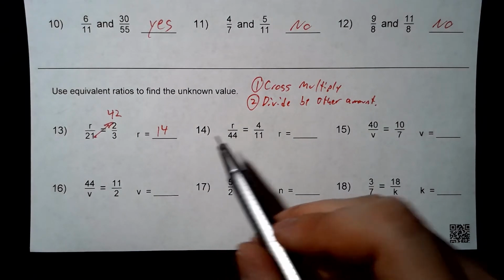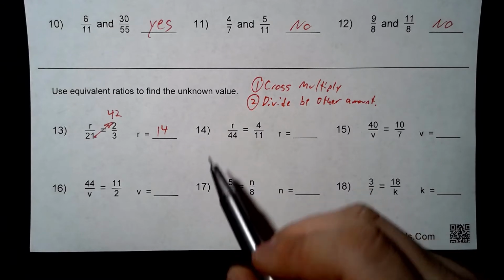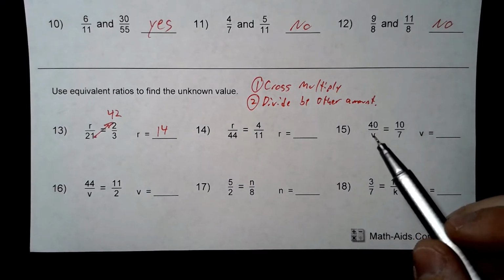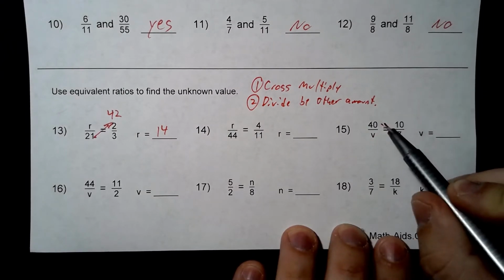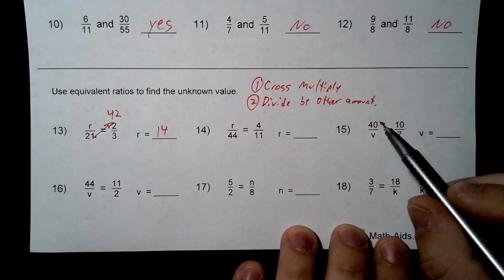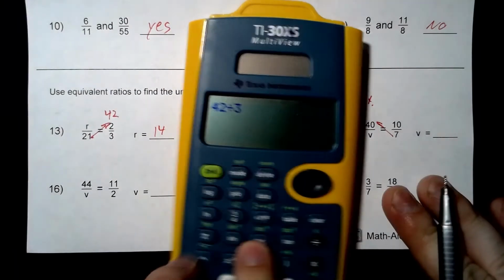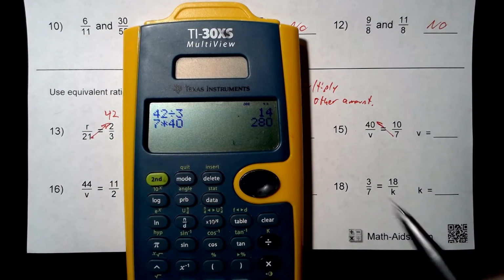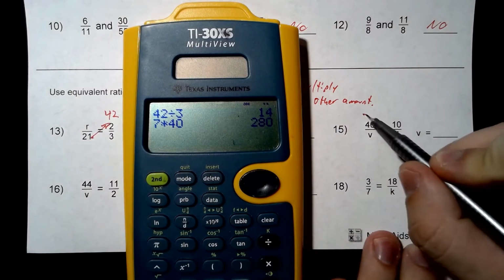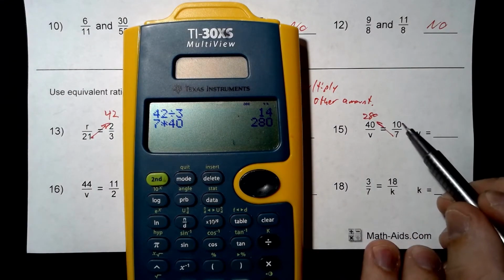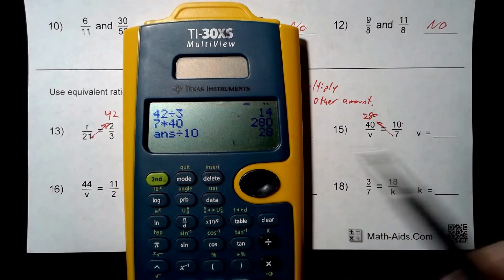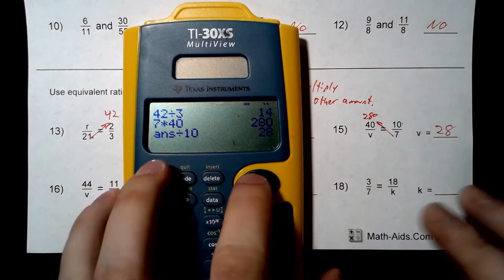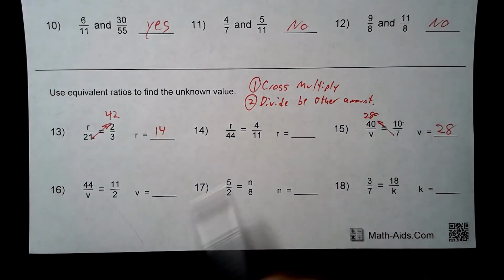Number 14 is solved exactly the same way, although I'll skip this one for now in the interest of doing something a little different. Over here, for example, the variable is on the bottom. We are still going to cross multiply, only we're going to do 7 times 40. So, get our calculator ready. 7 times 40 gives me 280. And now we will divide by the other amount. In this case, it's 10. 280 divided by 10 gives me v equals 28. And lastly, if you would like to try those other 4 problems, now is your chance to pause the video.